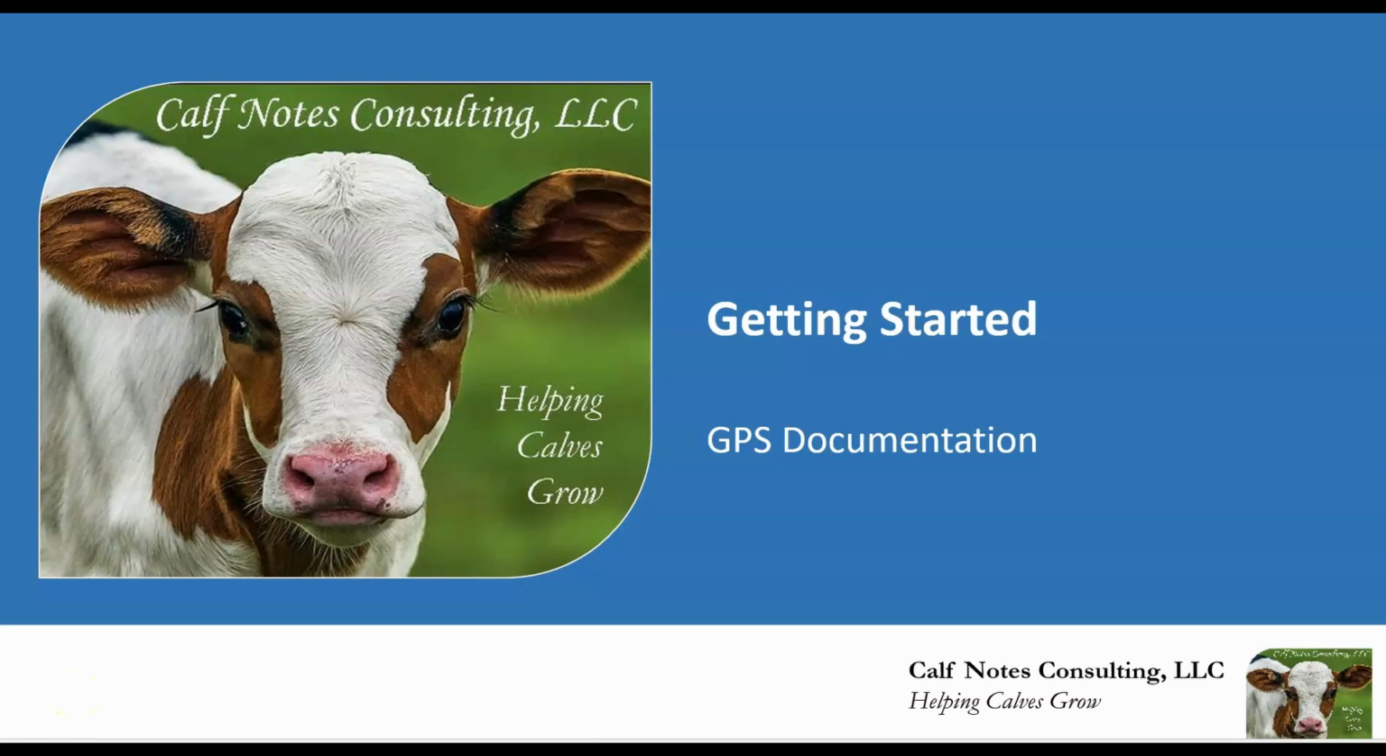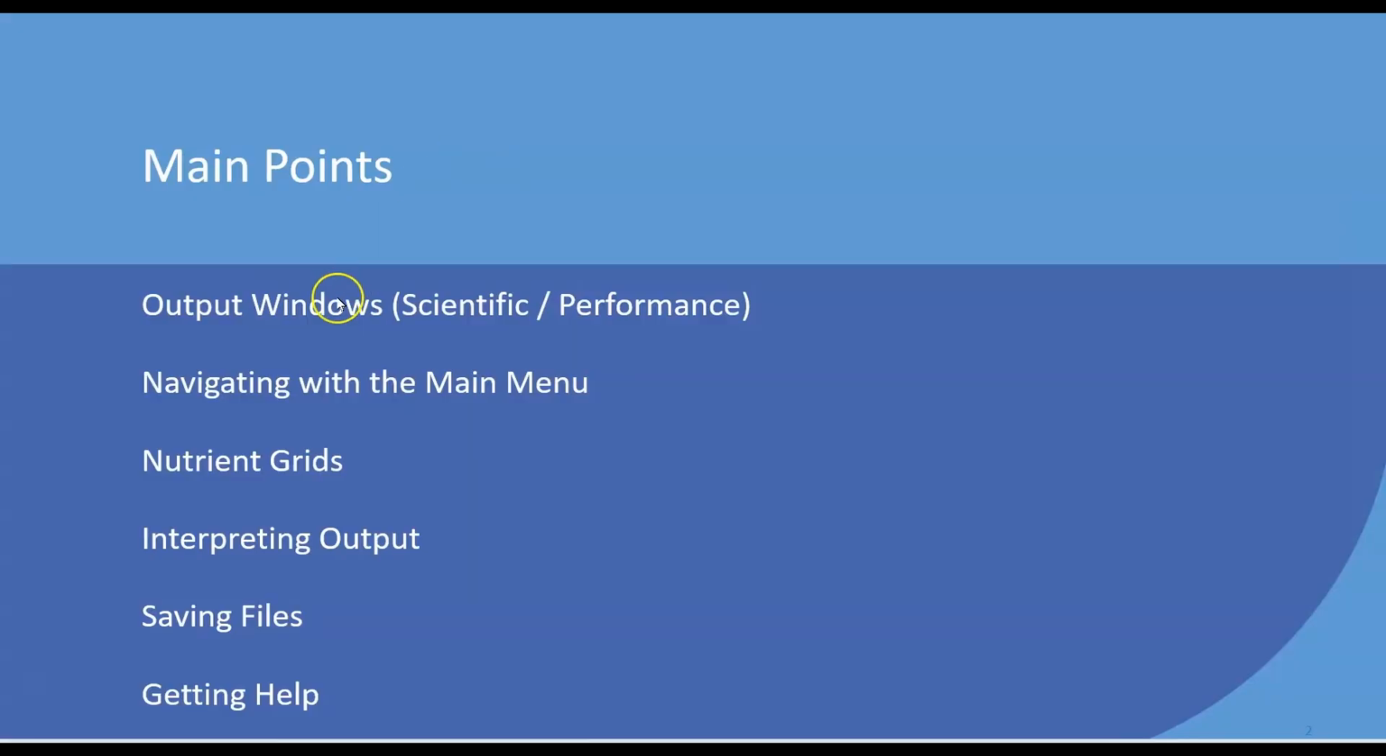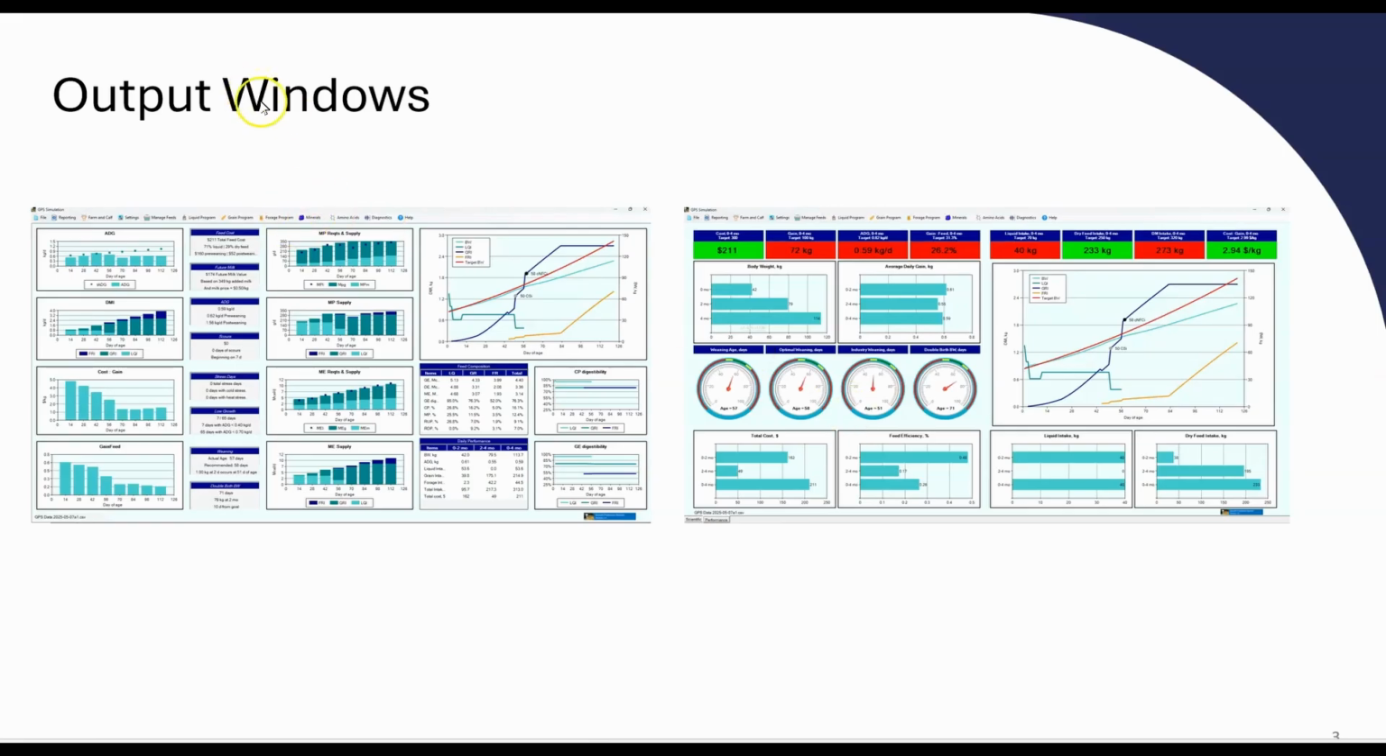Well, let's get started. This video, Getting Started, is designed to give you an introduction to the program, how to enter data, how to interpret the results that are produced, how to save your work, and finally, how to get additional information on the details of the program. The main points we'll cover during this presentation include the output windows, navigating with the main menu, the nutrient grids, very important for inputting information into the feeding program, interpreting output, saving files, and getting help in the future. Let's begin by taking a look at the output windows within GPS.